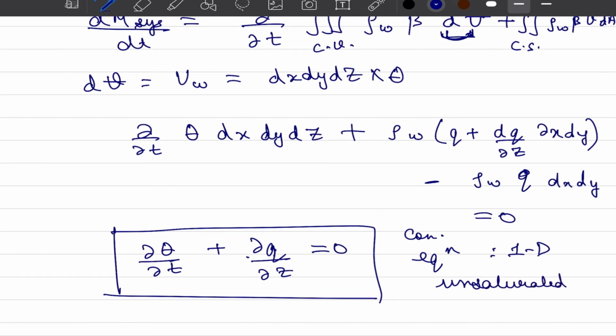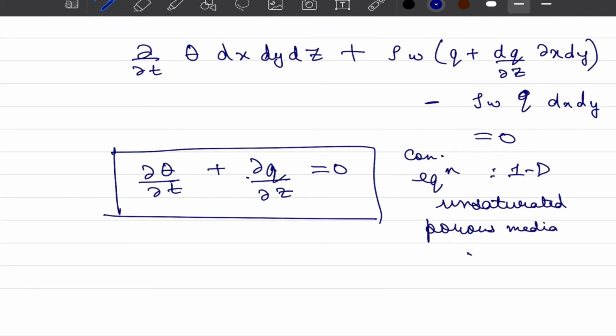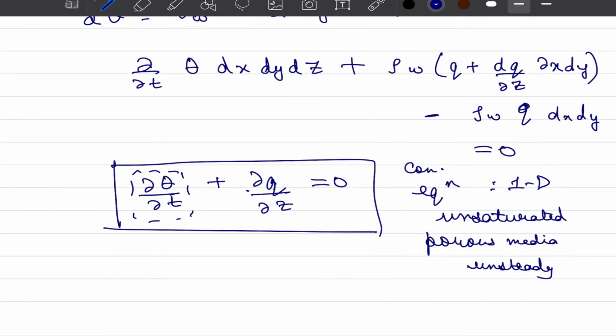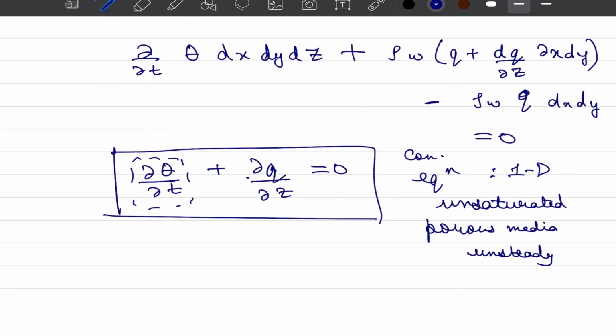unsaturated porous media, and that too for an unsteady flow. Why is this an unsteady flow? Because here we have a term which is trying to capture the rate of change of theta with respect to time, and if this becomes 0, that means no moisture flux is going, or no change is happening in moisture flux, and all the terms just become equal to 0.